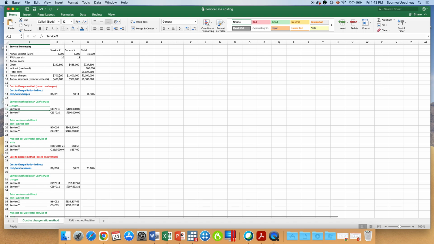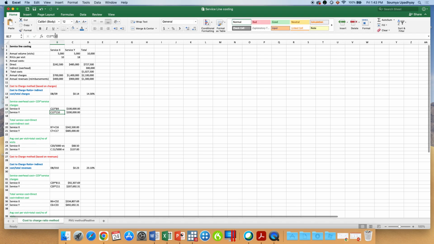So it's going to be B9, and this one is going to be C9, okay? And so that gives us this value. So C13 multiplied by B9 and C13 multiplied by C9. So we are taking the charges, these two values, and multiplying them with the cost to charge ratio to get the service overhead cost for service X and service Y each.